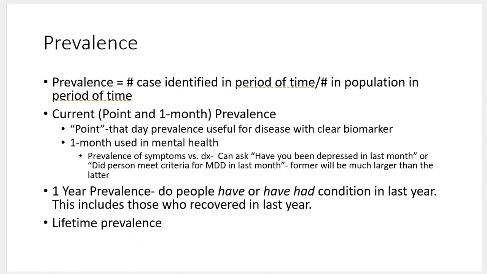Have you been depressed in the last month, or did you meet criteria for MDD in the last month? 1 year prevalence will include people who have had the condition, that is, people who have recovered, and the same thing with lifetime. Then you're asking people, have they ever met criteria for MDD or whatever the disorder is under study.